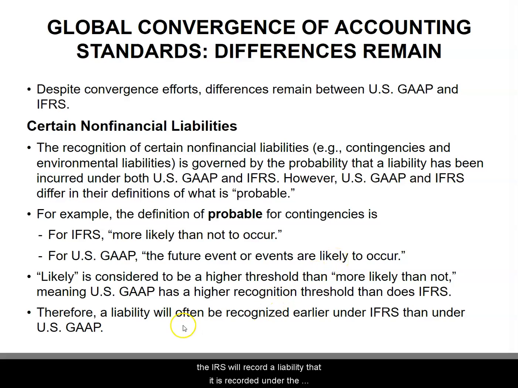So therefore it is more likely that the IFRS will record a liability earlier than it is recorded under the US GAAP. This difference again has implication for differences in reported financial position and performance under both IFRS and US GAAP. In the next tutorial, we learn about the conceptual framework for financial reporting and the fundamental as well as the enhancing qualitative characteristics of the financial reporting.